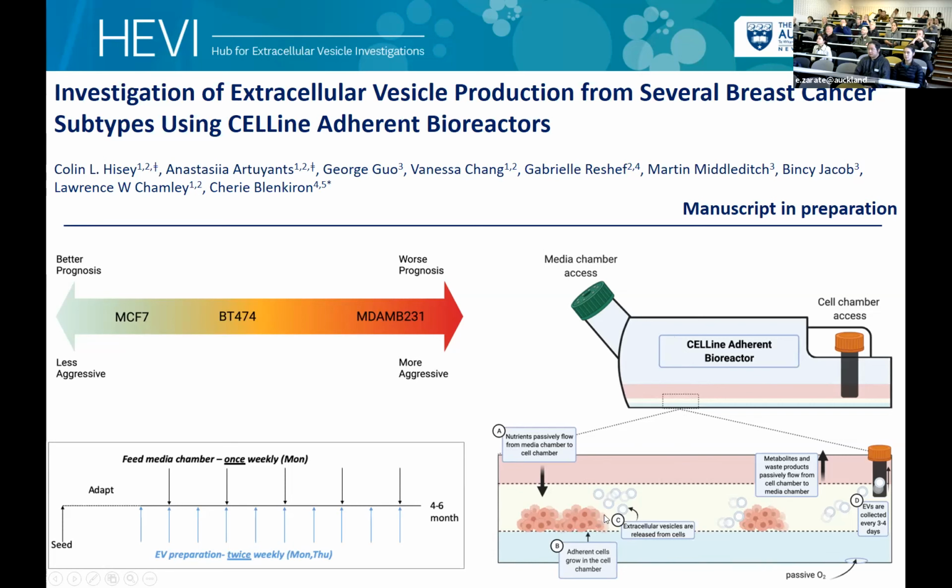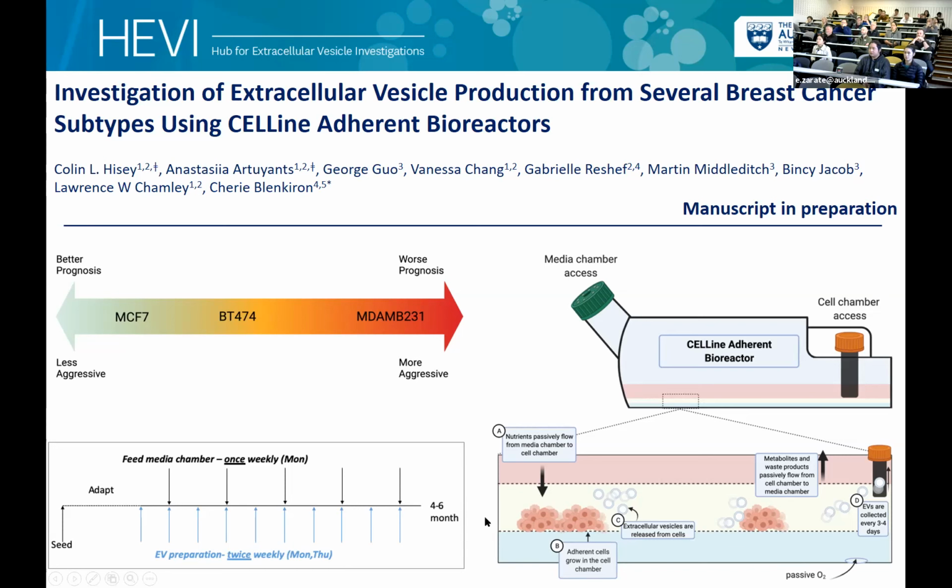So the cells grow in here in more physiological conditions, and they mimic how the tumor progresses in the body. They get nutrients from the top, and they release vesicles in here. And we collected vesicles from this chamber. We successfully grew these systems in parallel for three cell lines for about four to six months.